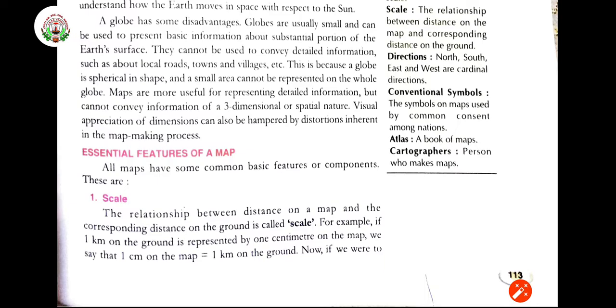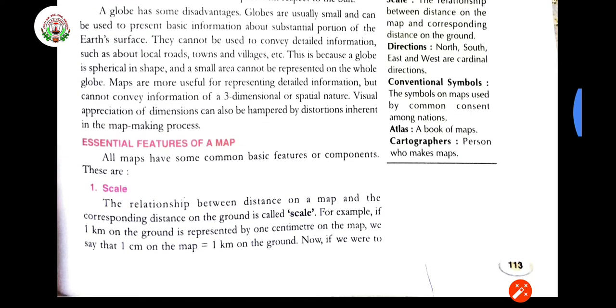All maps have some common features or components. First one, scale. Now, what is scale? See, when you are going to see Chhattisgarh, right? To make Chhattisgarh on a piece of paper, it requires some scale or measurement of an area. Okay, keep in mind measurement. You are having the scale, right?